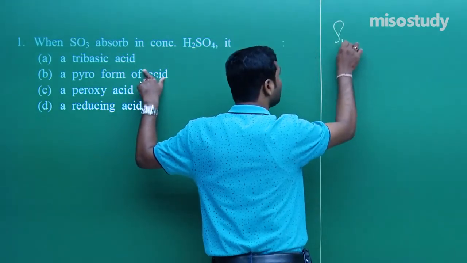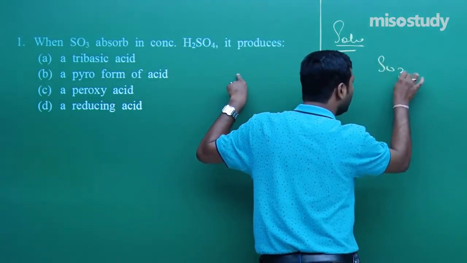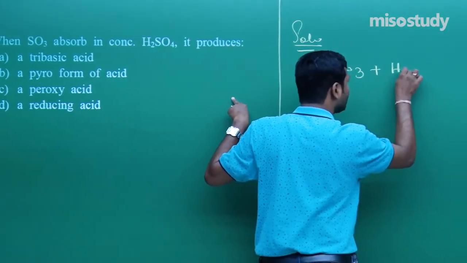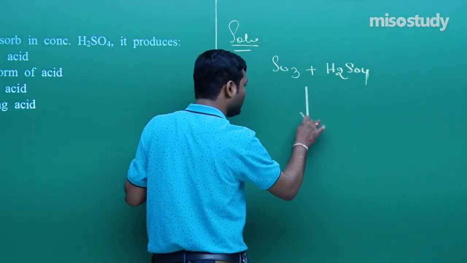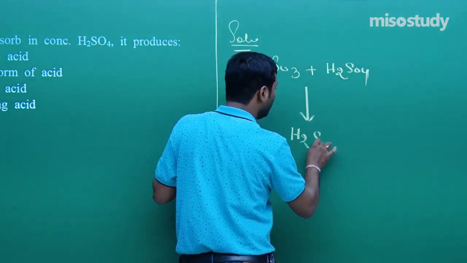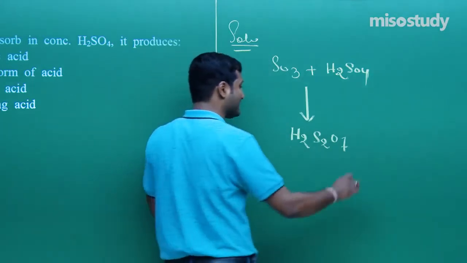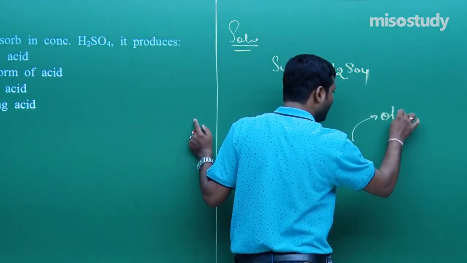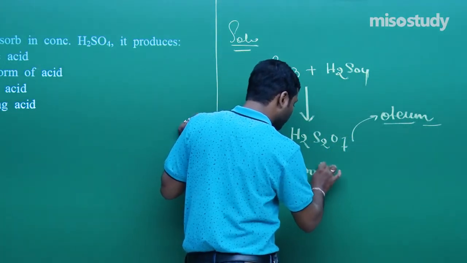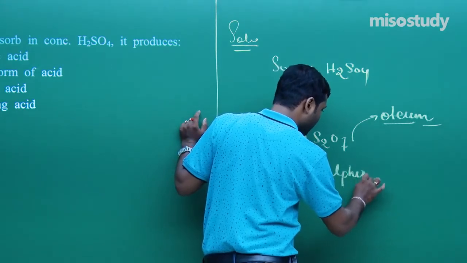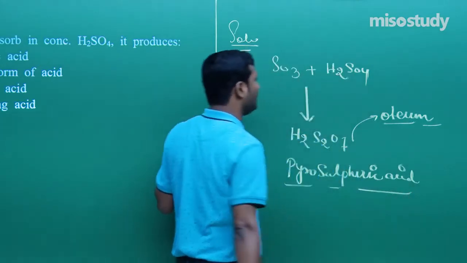First of all, for solving such kind of question, write down the reaction here. Observe, SO3 plus H2SO4, it gives you, we people know, H2S2O7. This one is pyrosulfuric acid, or it is also known as oleum. Remember, pyrosulfuric acid, and it is also known as oleum.